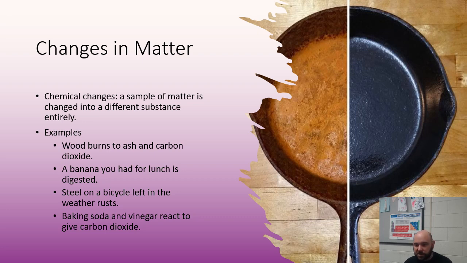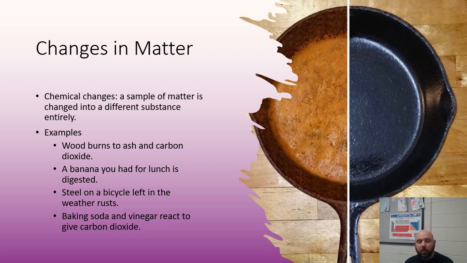Wood burns to ash and carbon dioxide. You digest the banana you had for lunch. Steel on a bicycle left in the weather starts to rust. It starts to change from nice steel to iron oxide, which is rust. And if you pour baking soda and vinegar together, you get some salt and you get some carbon dioxide, and that's where you get all the nice bubbling from. So chemical changes happen when a sample of matter is changed into an entirely different substance.